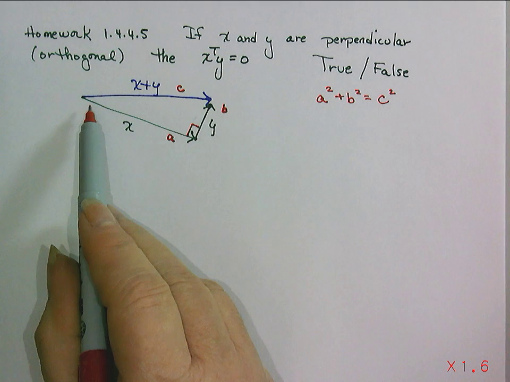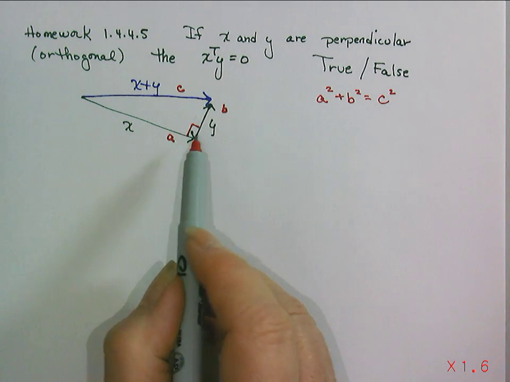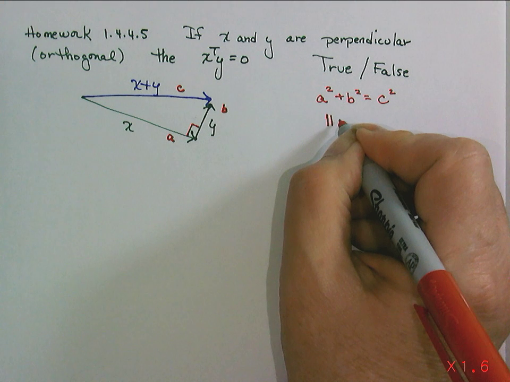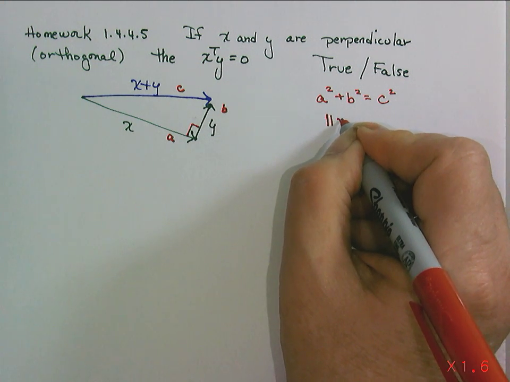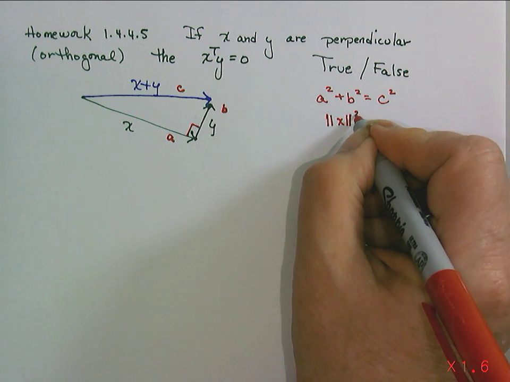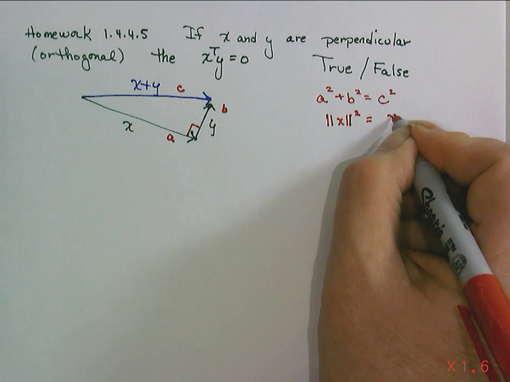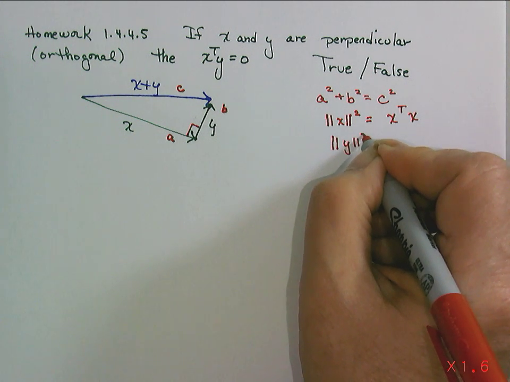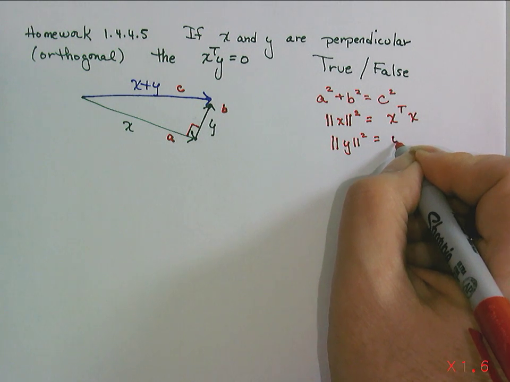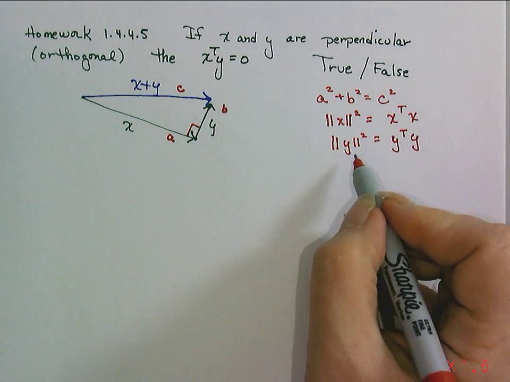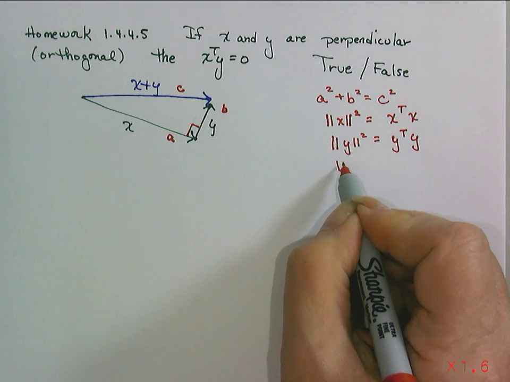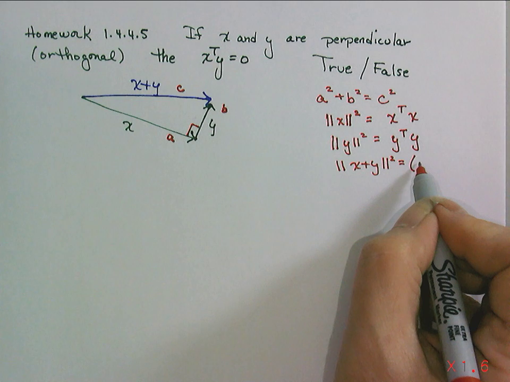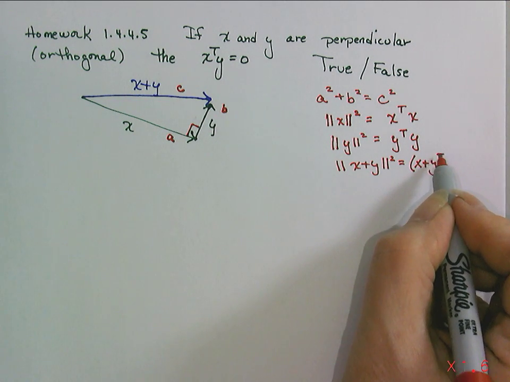We know some other things though. If this is vector x, the length of it, or a, is the 2 norm of x. So if you square it, that's the dot product of x transpose x. We also know if you square the length of y, that is y transpose y. And if you look at the length of x plus y and square it, that should be the dot product of x plus y with itself.